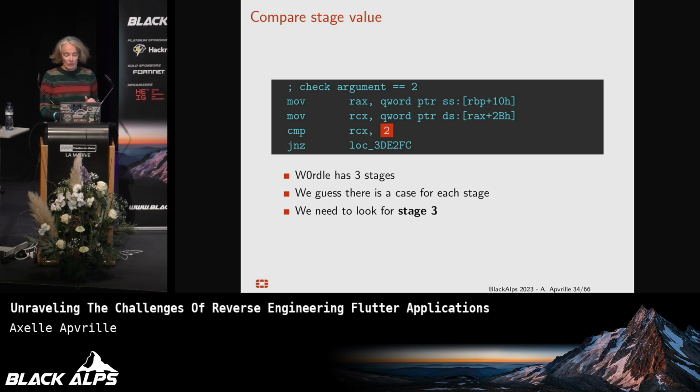Now, we continue a little bit in the routine, and we see at some point that it is checking one of the arguments of the routine with the value 2, and then a little later with value 3. So here it's a little bit of guessing, but we guess that actually this argument is probably the stage level: stage 1, stage 2, stage 3. Okay? So we are going to jump to the case where we are checking for stage 3.